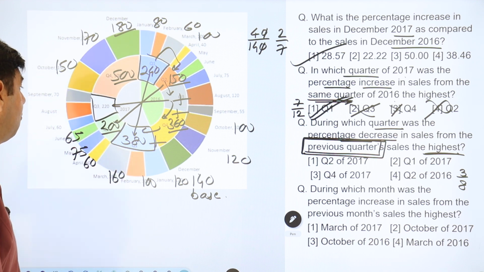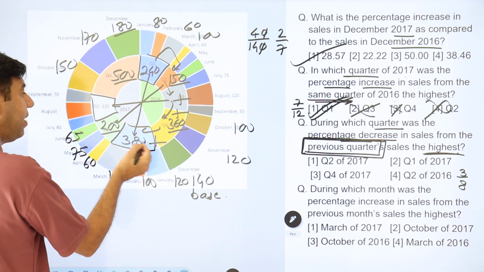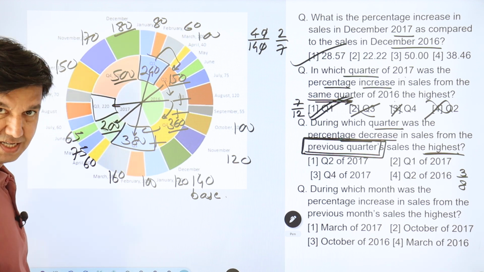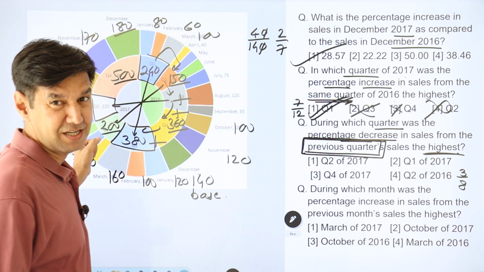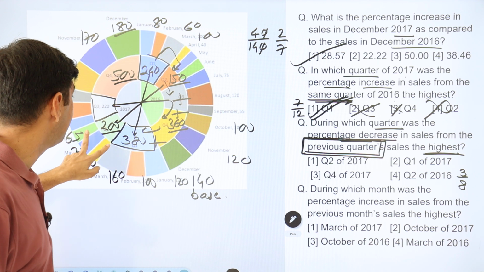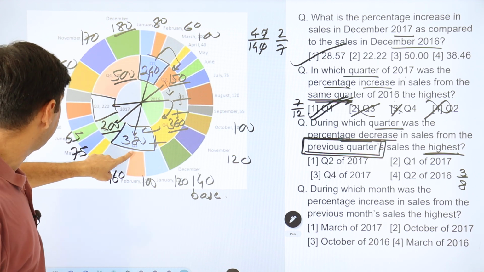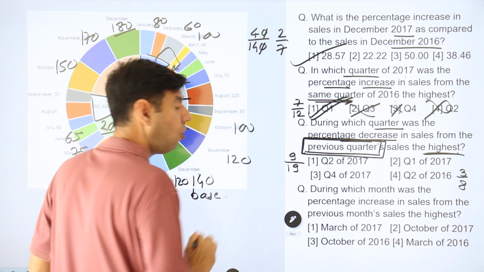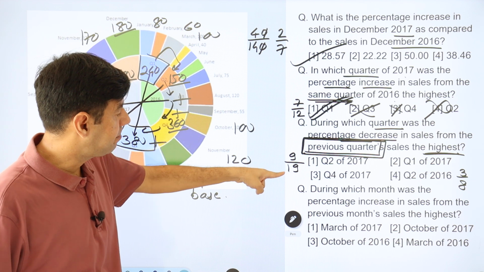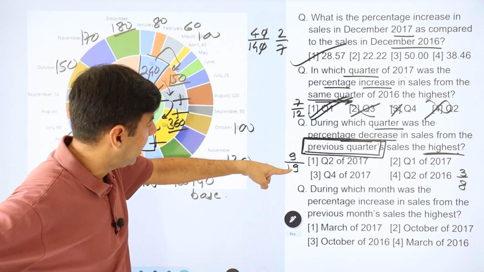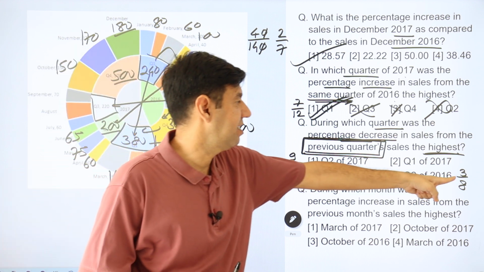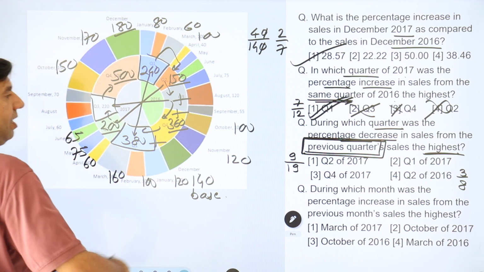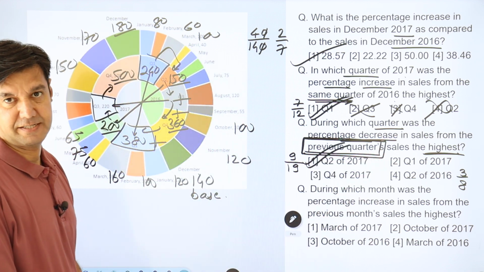So that's a decrease of what? 180 on a base of 380. 18 on 38, 2 will divide it, so that is 9 by 19. So which is this? From Q1 to Q2. So Q2 of 2017 is 9 by 19. It is almost 50% drop. 50%, half the base, would be 9.5, so a little less than 50%. This is quite small, okay? From 200 it has gone up to 220. So obviously this is the largest decline.